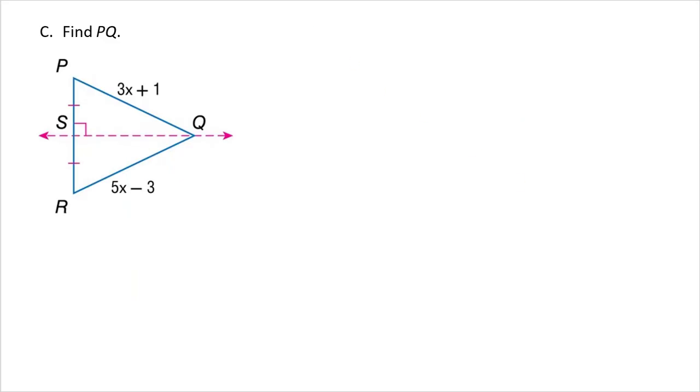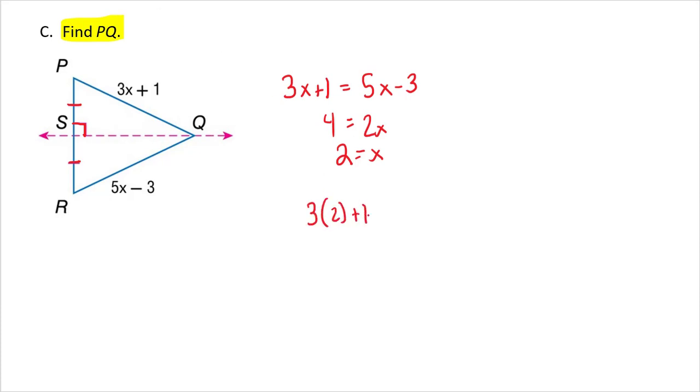Third example, find PQ. So we know we're on the perpendicular bisector since I have a perpendicular and S is the midpoint. So 3x plus 1 is equal to 5x minus 3. I subtract the 3x over. I add the 3 over. Now I've just solved for x. Again, make sure you're finding PQ. So I plug in, and that is going to be equal to 7.